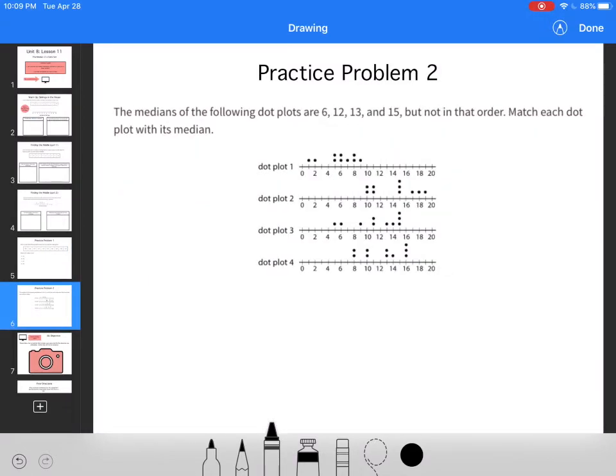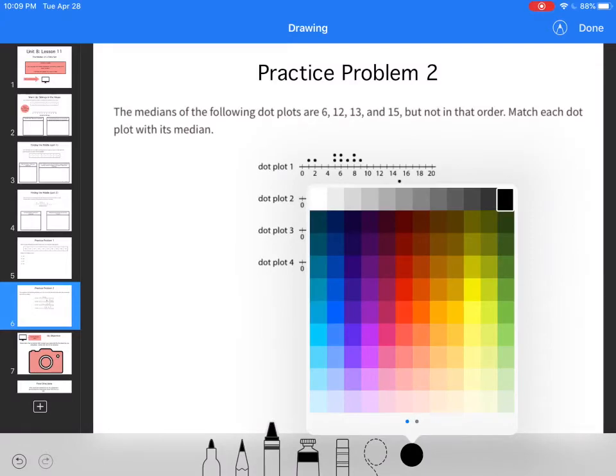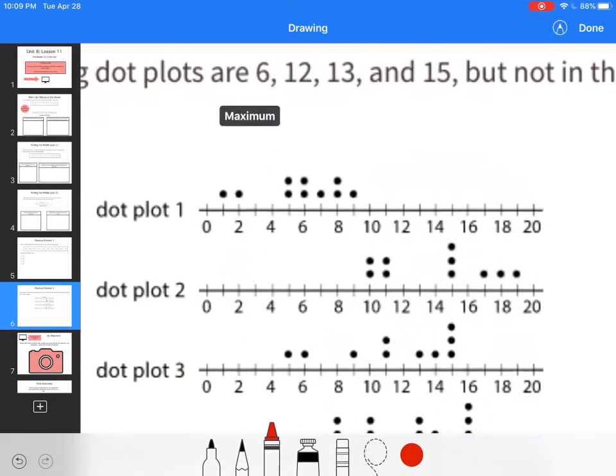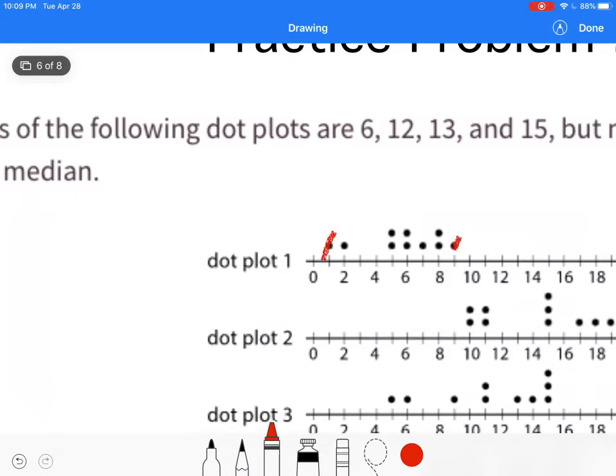All right, so here I have the medians of the following dot plots are 6, 12, 13, and 15, but not in that order. Match each dot plot with its median. So I'm going to change colors and I'm going to zoom in. So this time I'm going to find the median using the dot plot itself. So that's 6 plus 6 divided by 2. So that's going to give me 6 as my median.